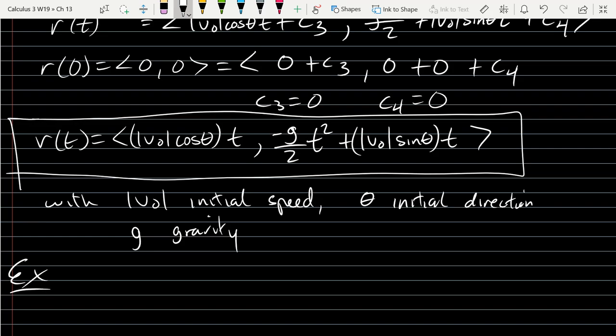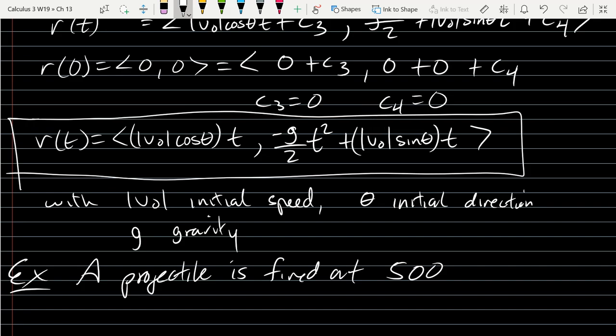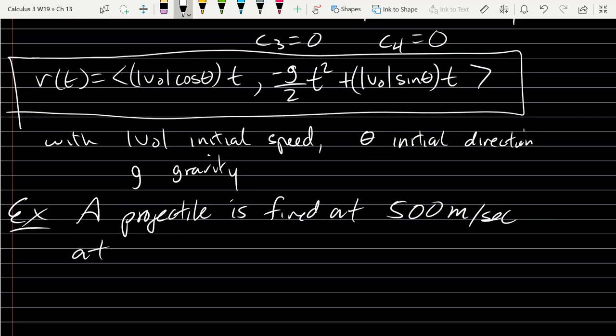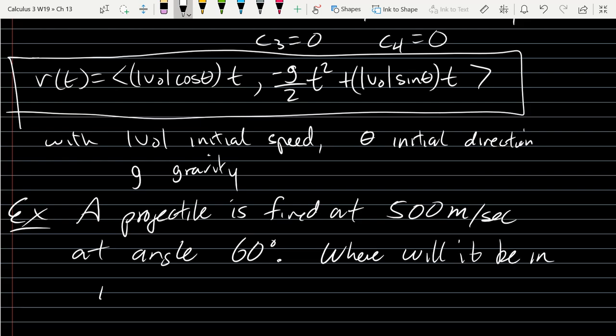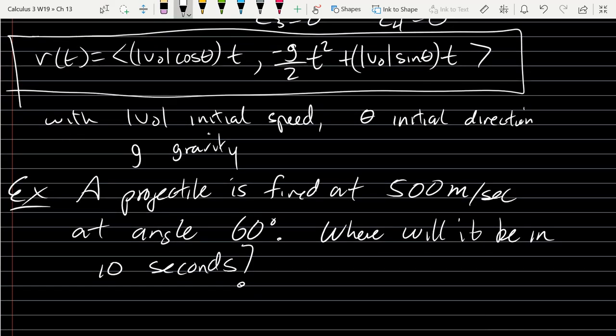So we'll do a projectile example, and then we'll be out of 13.2. A projectile is fired at 500 meters per second at angle 60 degrees. Where will it be 10 seconds later? And what is the max height?